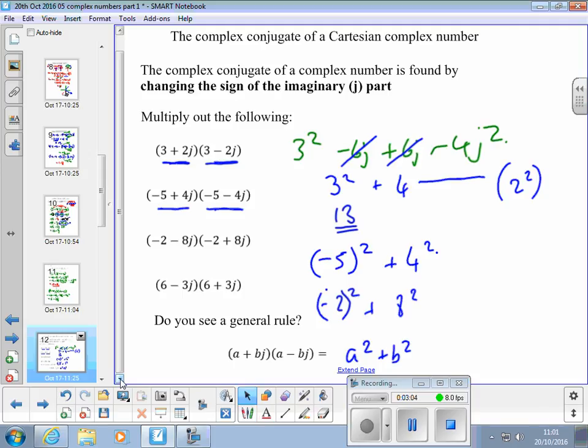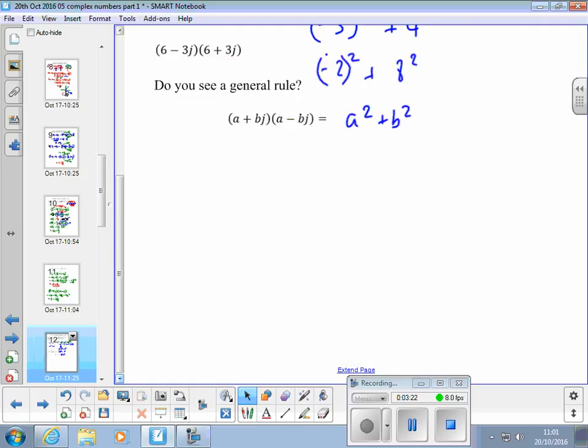So by multiplying a complex number by its complex conjugate, i.e. the same vector with the sign of the angle changed, we cancel out the j term. Let's think of this in terms of a vector diagram. I draw that like so, and I say this is my vector.